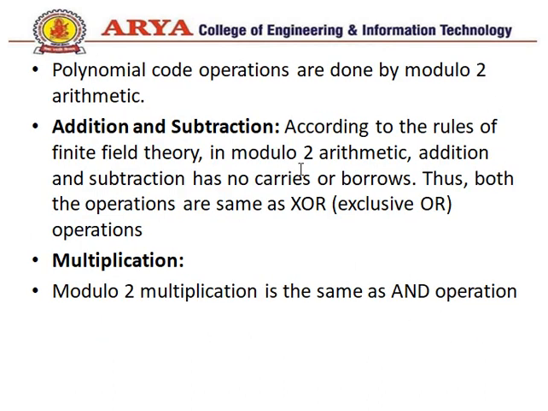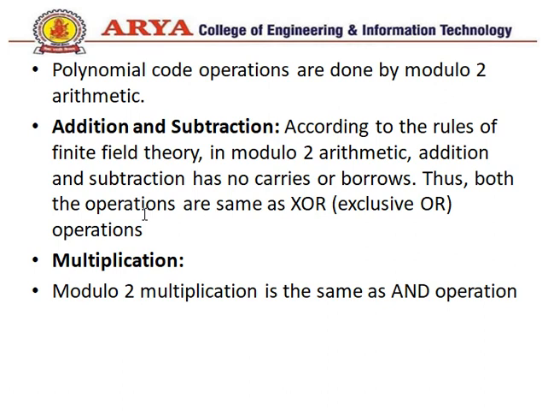Polynomial code operations are done by modulo 2 arithmetic. First are addition and subtraction. According to the rules of finite field theory, in modulo 2 arithmetic, addition and subtraction have no carries or borrows. Thus both operations are the same as the XOR operation, right? So addition and subtraction here are performed using XOR. Modulo 2 multiplication is the same as the AND operation.